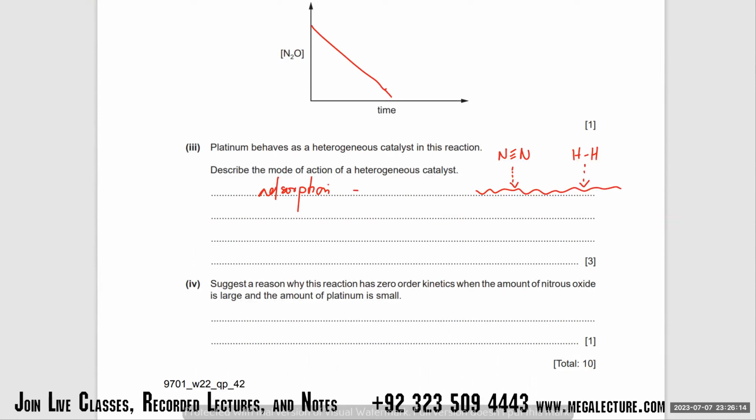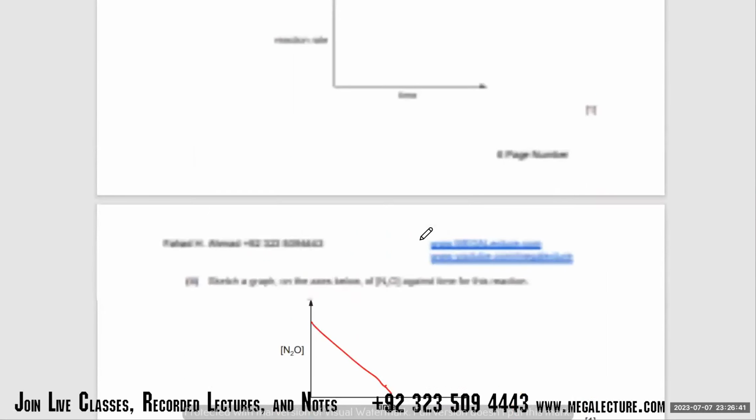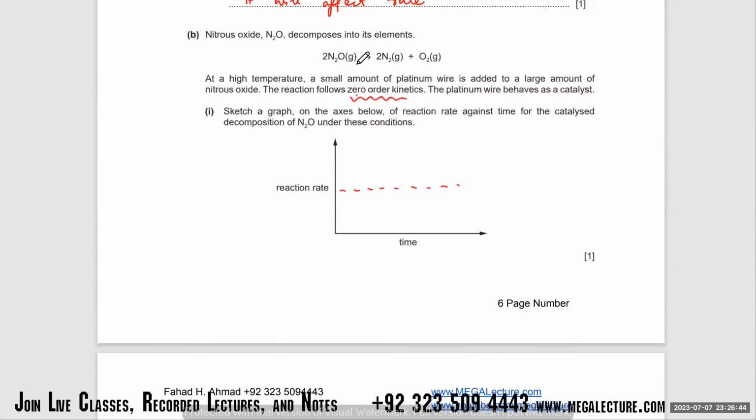Yep, it's clear. And then you have desorption, because the catalyst does not form very strong bonds. So those bonds are going to break anyway, and eventually the atoms would be free to form new bonds. Next: suggest a reason why this reaction has zero order kinetics when the amount of nitrous oxide is large and the amount of platinum is small. So he's asking why it follows zero order kinetics when a large amount of nitrous oxide is used.